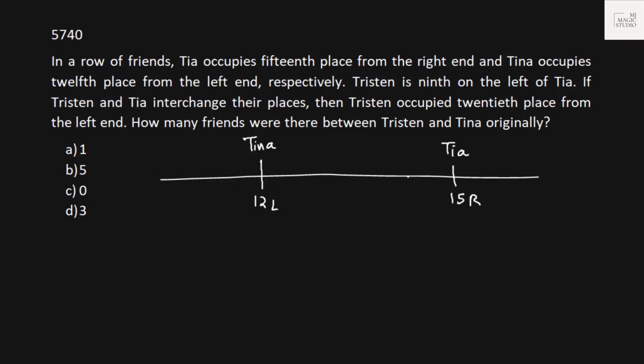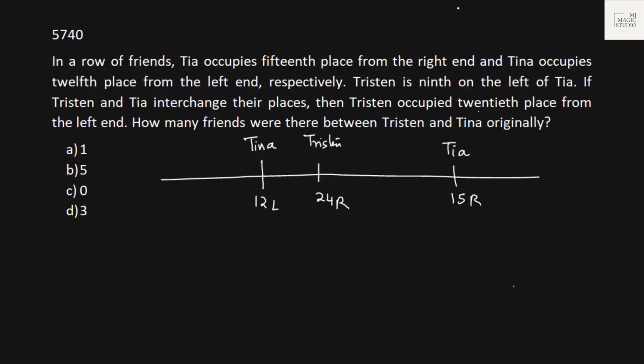But this is from the right. So 15 plus 9 we will do. It would be 24th. Tristan would be 24th from the right. So now if Tristan and Tia interchange their place, Tristan comes at Tia's place, then Tristan occupied 20th place from the left. This will be 20th from the left. That means with respect to this particular position, 20 plus 15 is 35 minus 1. There are 34 people in this row.